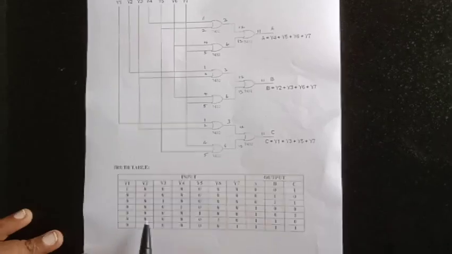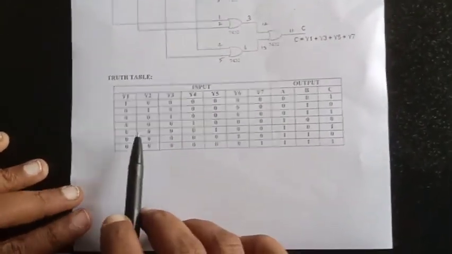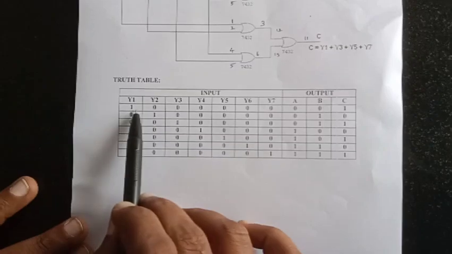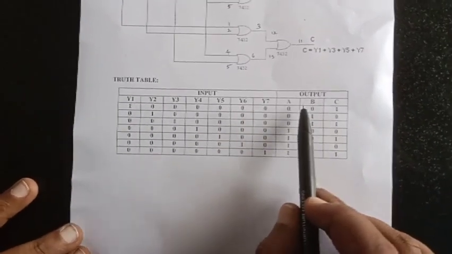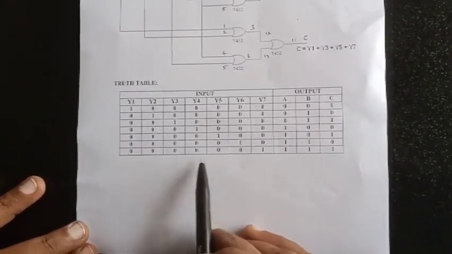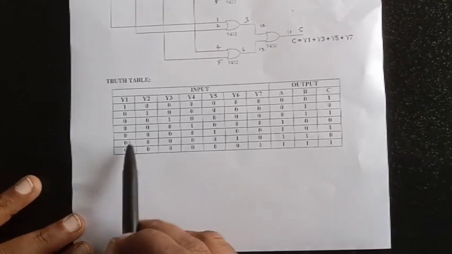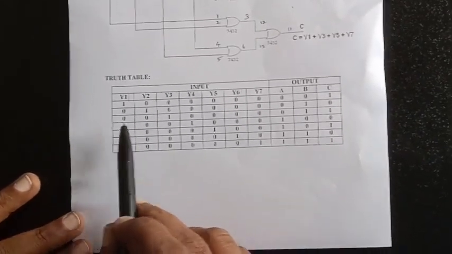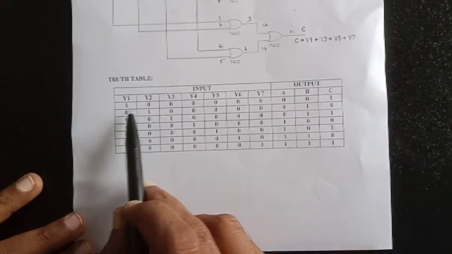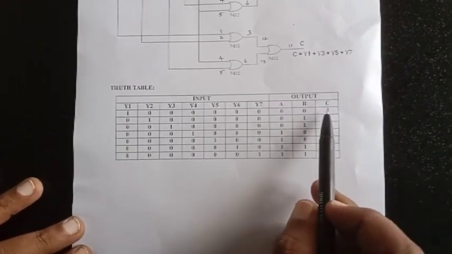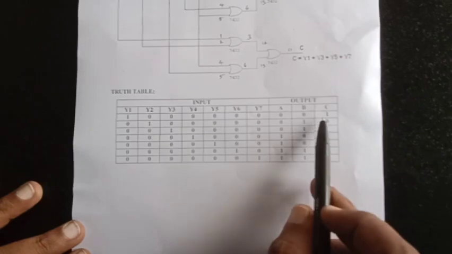So this is the truth table for the encoder circuit. Here we give the 2 power n inputs y1 to y7, and we get the outputs A, B, C. So 2 power n inputs are converted into n outputs. Here we are taking 2 power 3, that is 8 inputs, which are converted into 3 outputs.